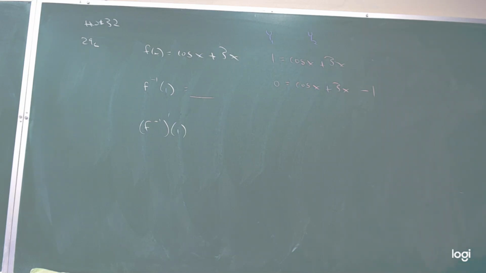So when I graph that, there it is. Ooh. Almost looks like 0, doesn't it? Oh, it is 0. All right.